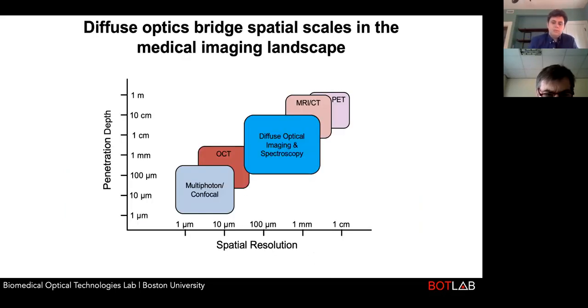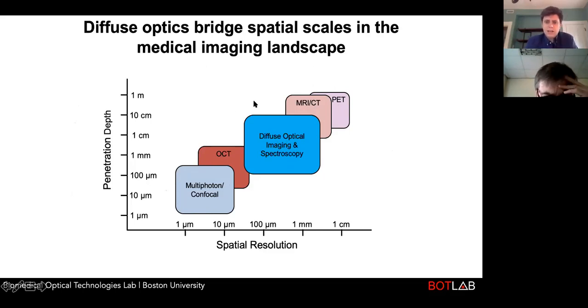So, one more slide here just to center diffuse optics in the context of other imaging modalities. This is a plot of spatial resolution versus penetration depth. Multiphoton and confocal microscopy are down here in the left-hand corner, whereas very clinical imaging modalities like MRI, CT, and PET are way up here. So lower spatial resolution, but you can image the whole body. And in between, there's optical coherence tomography, and here's diffuse optical imaging and spectroscopy. So it really bridges these spatial scales of these different imaging modalities.